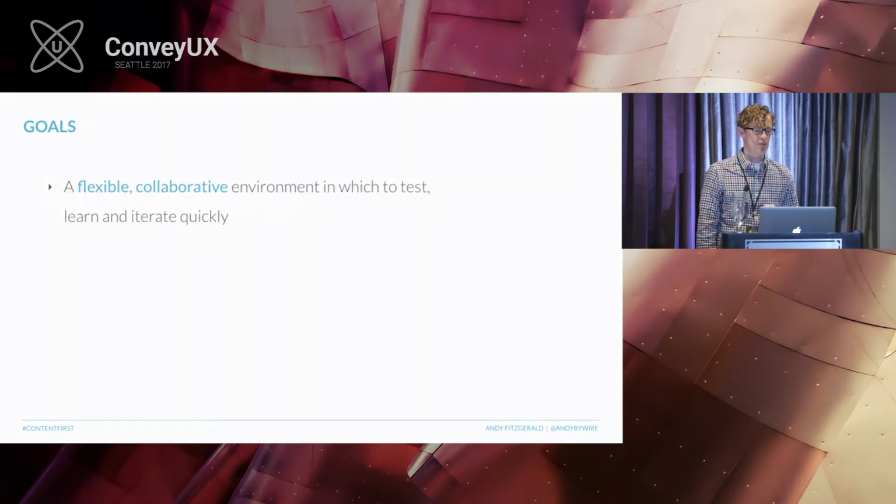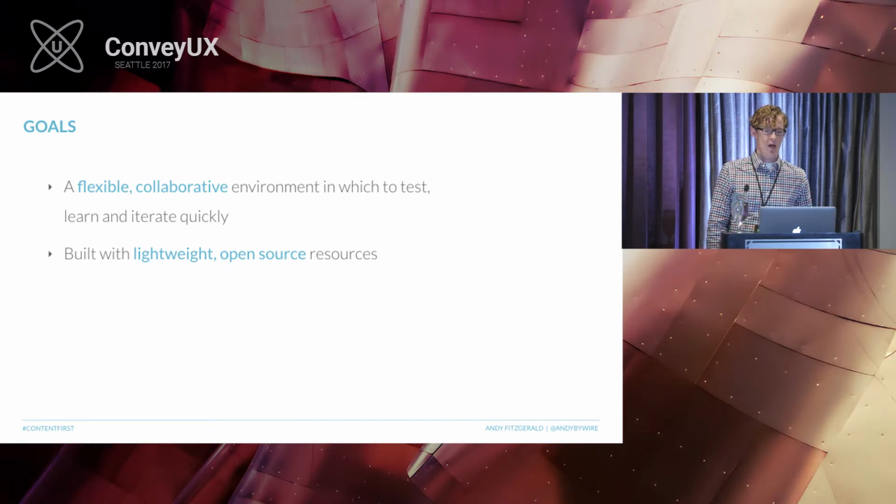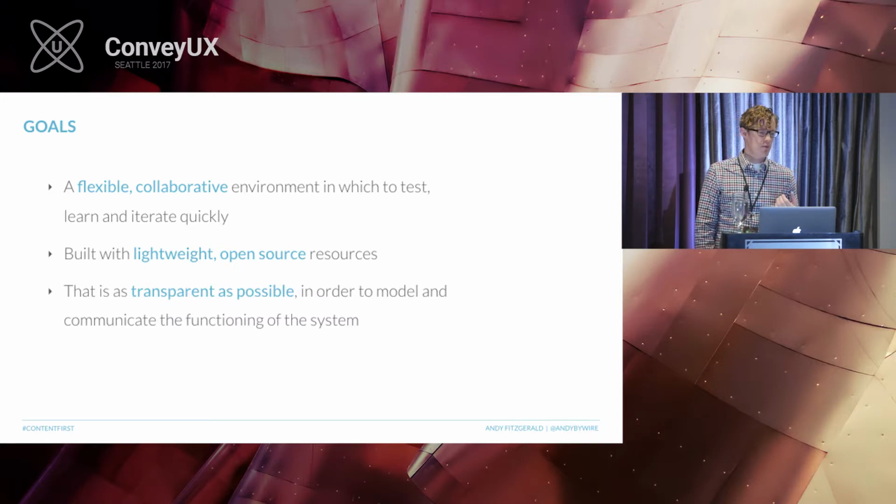So we set out a couple goals for ourselves. One was that we wanted to create a flexible, collaborative environment in which to test, learn, and iterate quickly. We wanted to build that environment with lightweight, open source resources. And the lightweight is so that we can easily bring them into our project and open source so that they don't add additional cost, right? Or we don't have restrictions on what we can use with particular clients. And then for our final goal, we wanted to make sure that we built a system or a method that was as transparent as possible in order to model and communicate the functioning of the system.